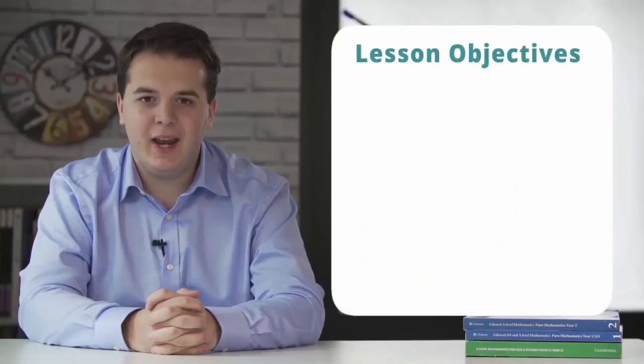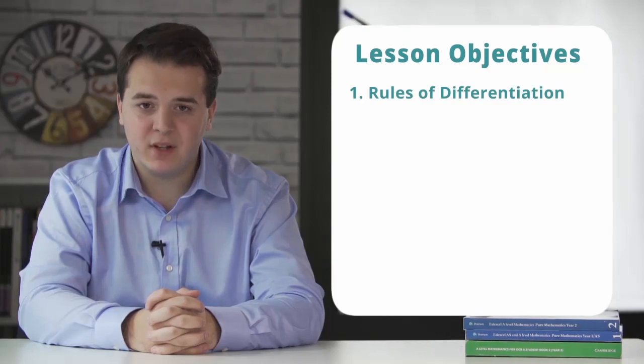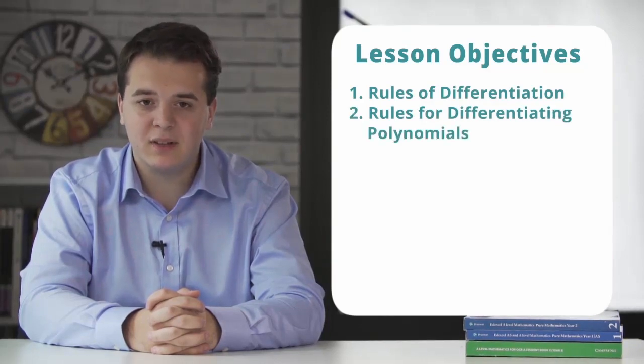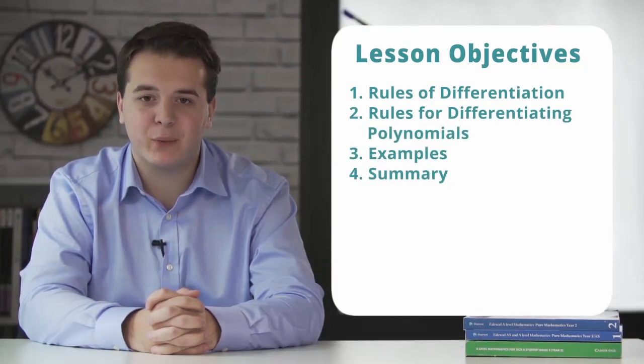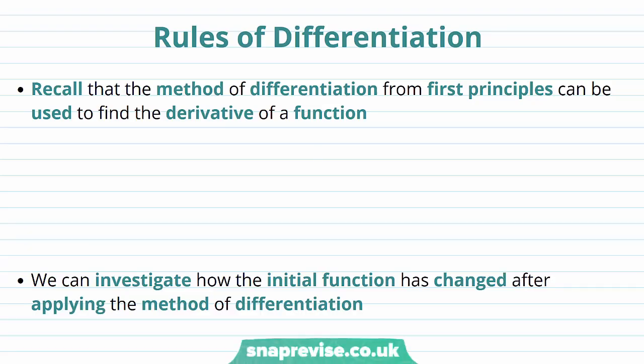Hi guys, in this video we'll take a look at the rules of differentiation, rules in differentiating polynomials, examples, and then we'll finish with a summary. So what are some of the rules that we use when performing differentiation? Recall that the method of differentiation from first principles can be used to find the derivative of a function. We now have a direct formula for the derivative or gradient function of a function.